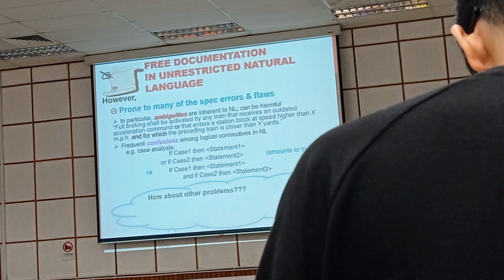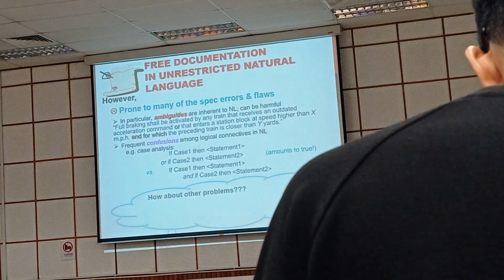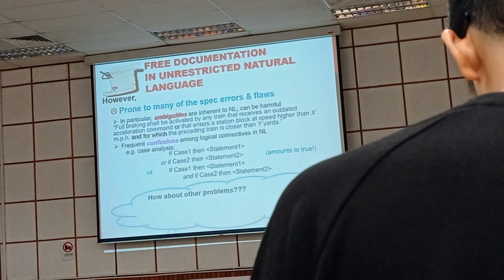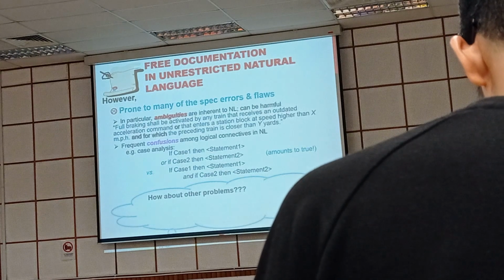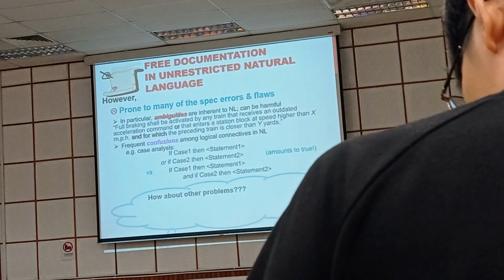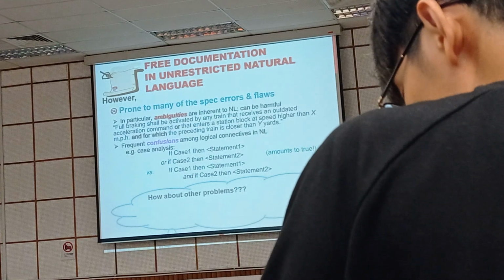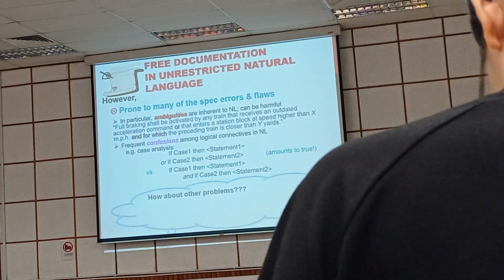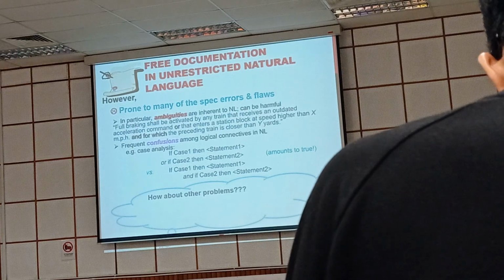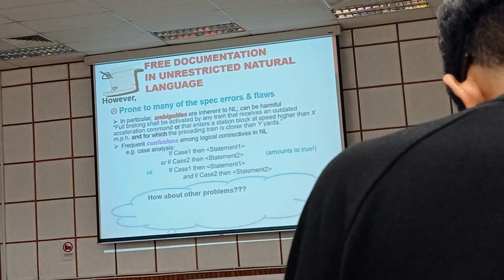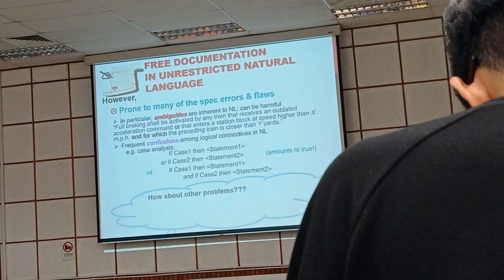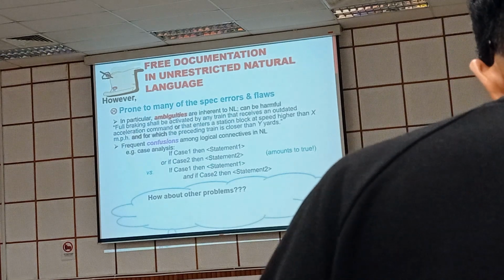You see, prone to many spec errors and flaws. Okay, why? You know why it can cause errors? When you write requirements in natural language, it can cause a lot of errors. Why? Flaws means kind of fault, errors. So why can it cause many errors? Who can give me all the words that describe types of errors? Anyone? Quick.